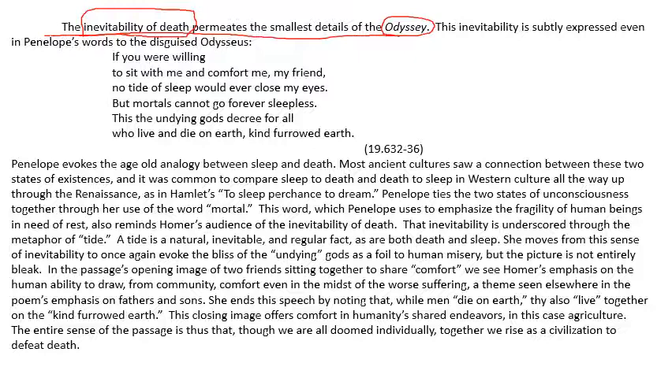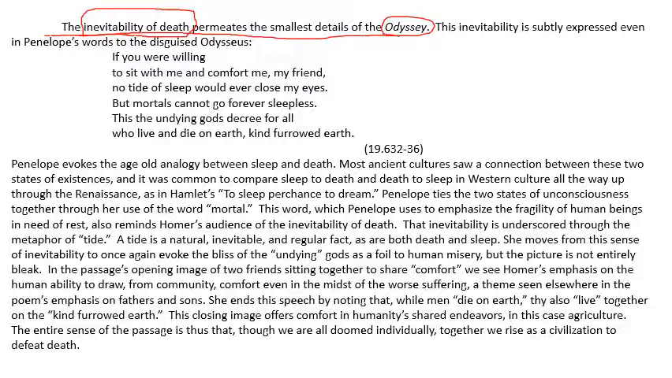And so it gives the quotation then, "If you were willing to sit with me and comfort me, my friend, no tide of sleep would ever close my eyes, but mortals cannot go forever sleepless. This the undying gods decree for all who live and die on earth, kind furrowed earth." Book 19, lines 632 through 36. So we've quoted. Now the rest of the paragraph is going to develop an analysis of that quotation.